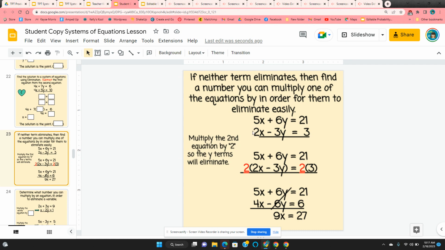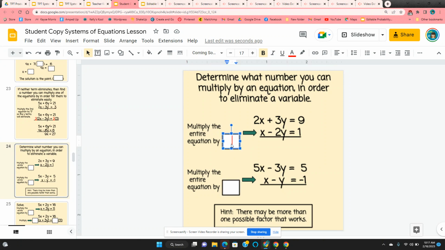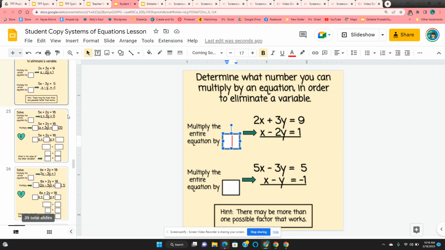So in this example, if you multiplied this entire equation, the second equation, by 2, that would give you a negative 6y, and then the y's would cancel out. So the students need to first just look and see what they would multiply in order to get 2 of these to cancel out. So here they could multiply by negative 2, and they would get negative 2x, negative 4y. So all they're doing on this slide is, and there might be more than one possibility, as long as they get one that works, that eliminates one of the variables.